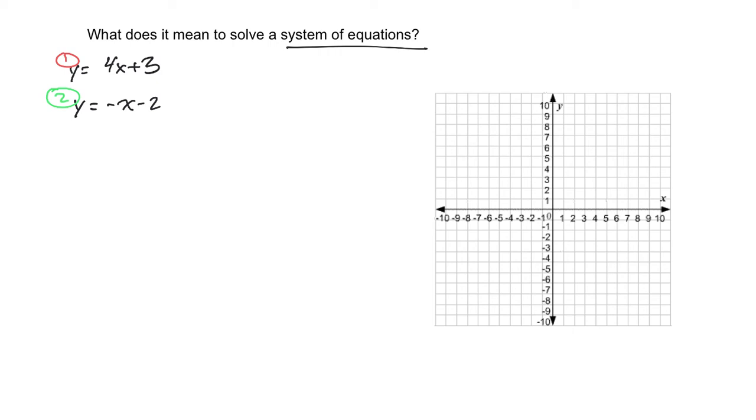So there exists a solution, some point. We'll call it xs and ys for solution. This point will exist in both of these lines. It'll exist in both of those linear equations, okay? So we're going to graph the first one, y = 4x + 3.